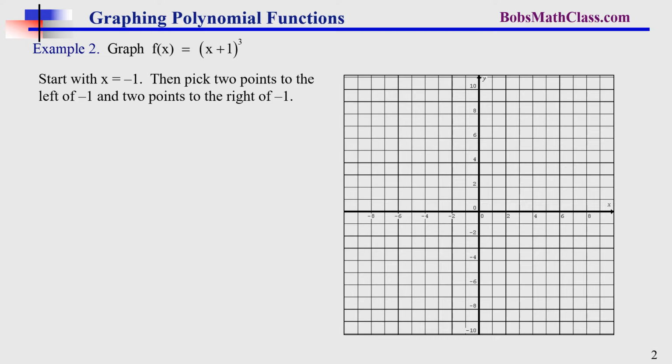Then we're going to pick two numbers to the left of -1 and two numbers to the right of -1. So here are those numbers. Again, we said we were going to pick -1. That's our value right in the middle. The numbers to the left would be -2 and -3, and the numbers to the right would be 0 and 1. Then plug those into the function, work it out, and there you see the y values already listed.